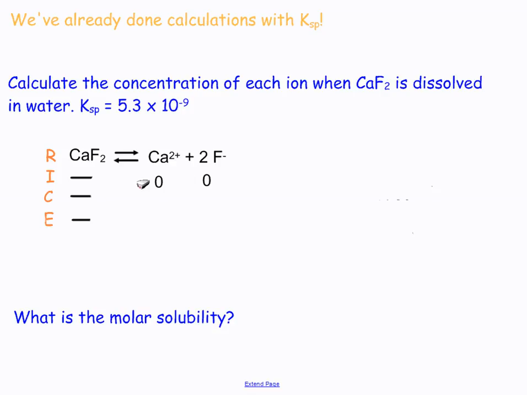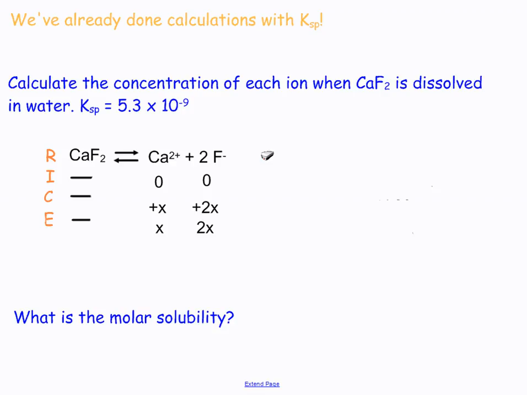The reaction has to go to the right because we have to make more ions, because right now we have no ions. So we have the plus X and the plus 2X because of the 2 on the fluoride. So at equilibrium, we have X amount of calcium ions and 2X amount of fluoride ions.